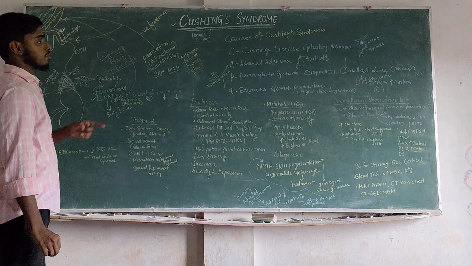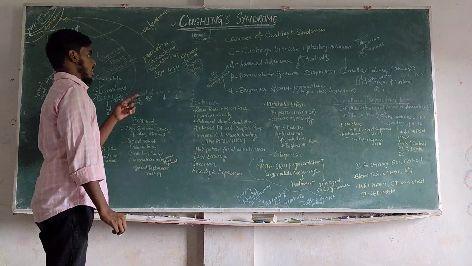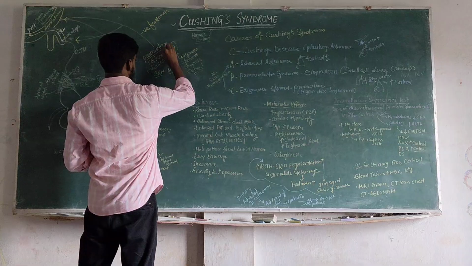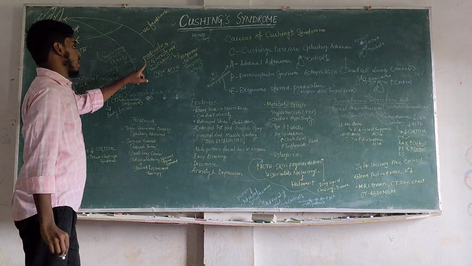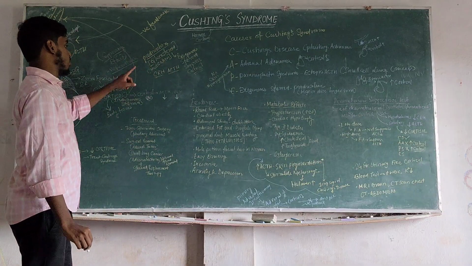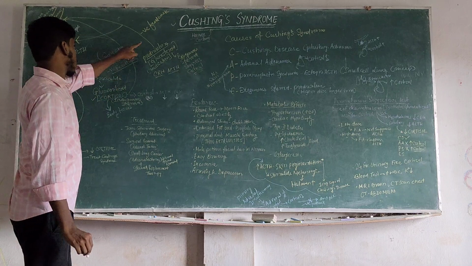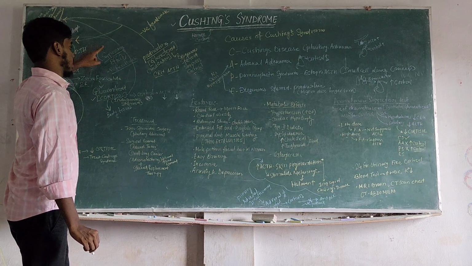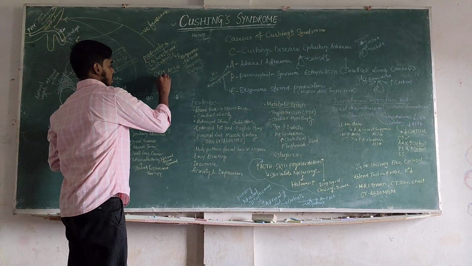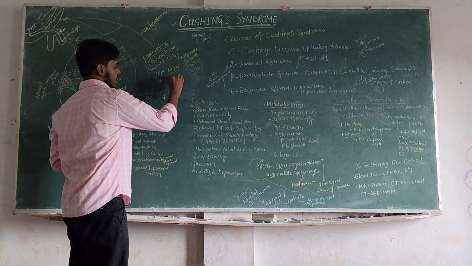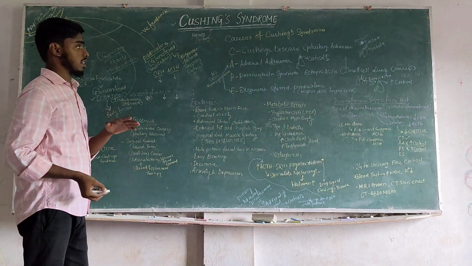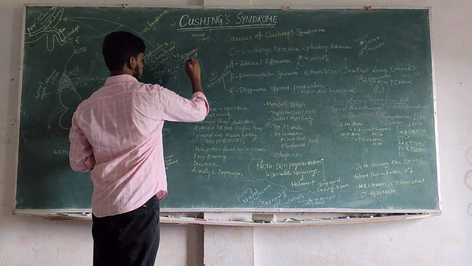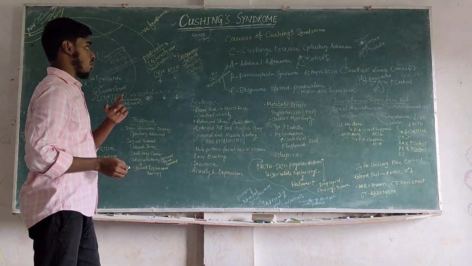And there is one other mechanism: if someone takes an exogenous steroid, which is prednisone, a glucocorticoid, in medication, it also acts upon the hypothalamus and anterior pituitary. It reduces CRH and ACTH, which further suppresses the ACTH. So here what happens? Exogenous steroid suppresses endogenous steroid or cortisol.